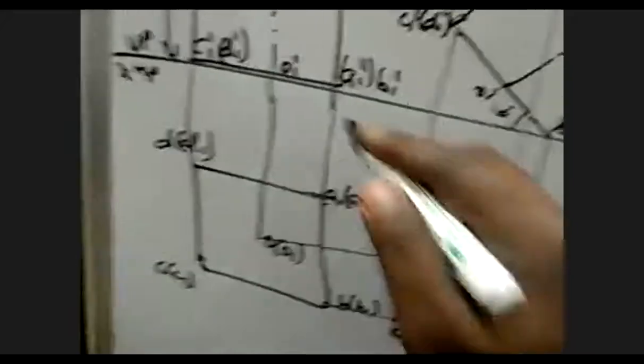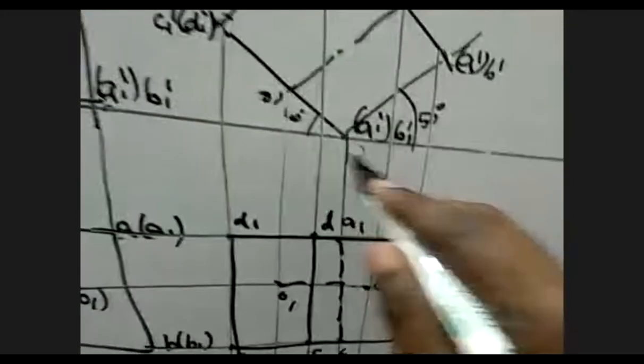Okay, and the edge is inclined to VP at 30 degree. Which edge? The resting edge. What is that resting edge? A1 B1. Here also A1 B1 is on the XY line. So this edge is inclined 30 degree to VP.